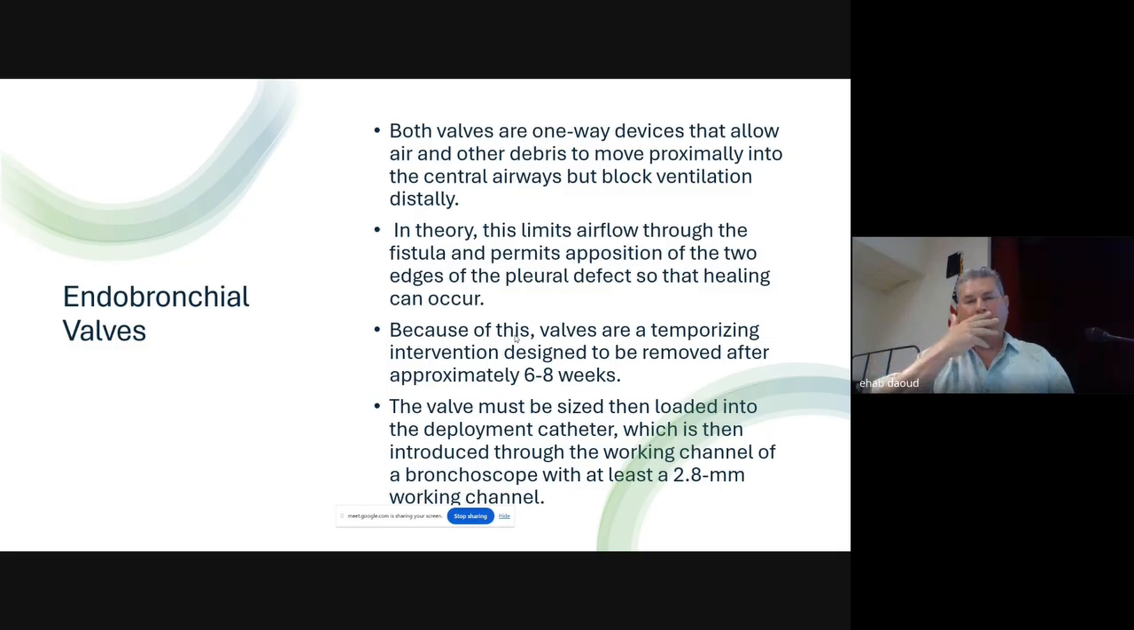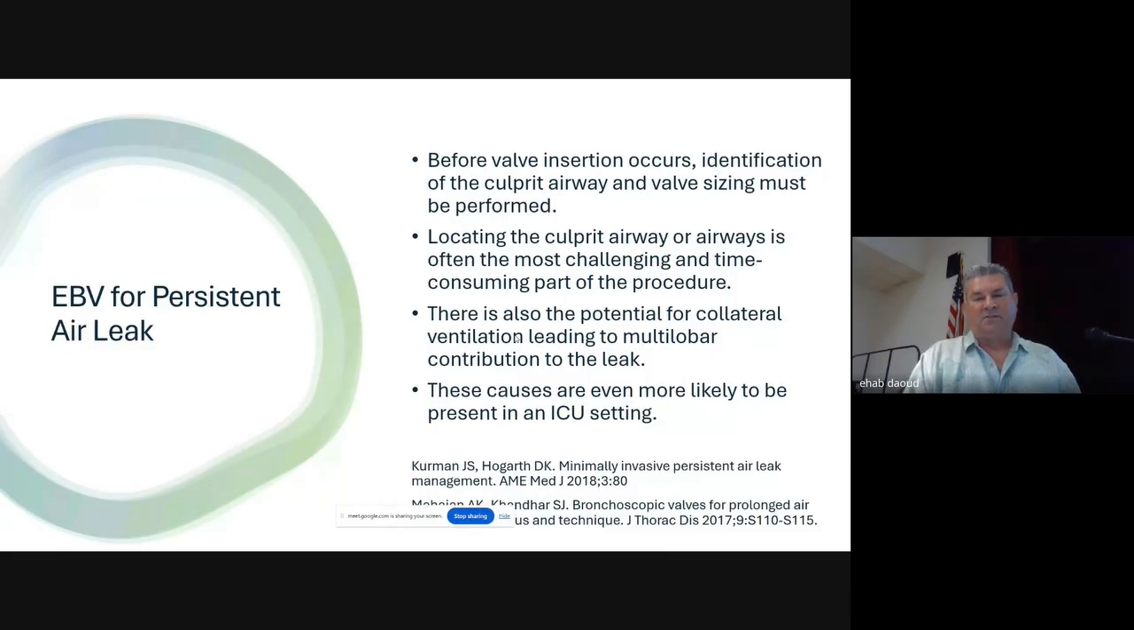And so I've rarely seen this work right away, where the leak is gone and you're done. Usually it takes a good 3, 4, 5 days for the leak to stop. And then you can start working on getting your chest tube out and getting the patient extubated if they're intubated. There's different size valves. We use a special balloon to measure the size of the airway to choose the size of the valve. That's probably detail you don't need to know.